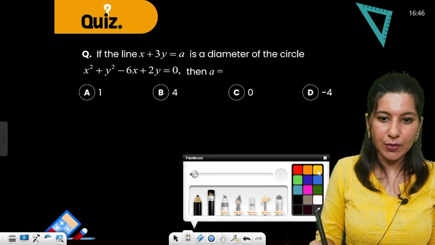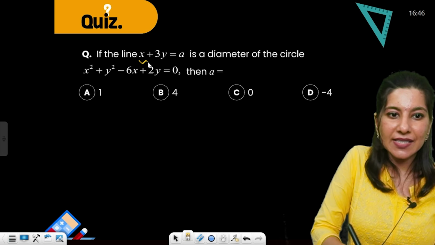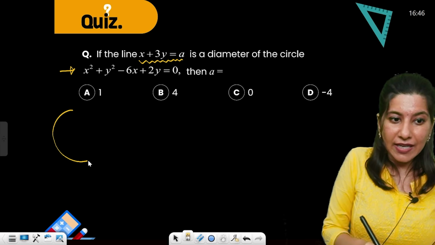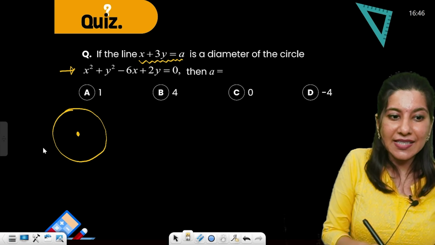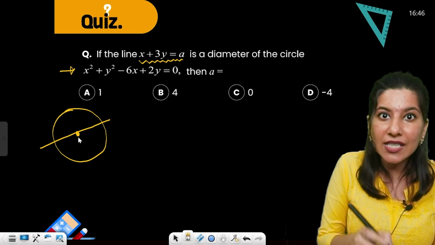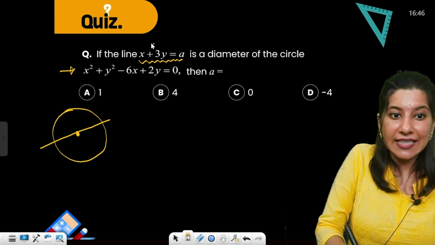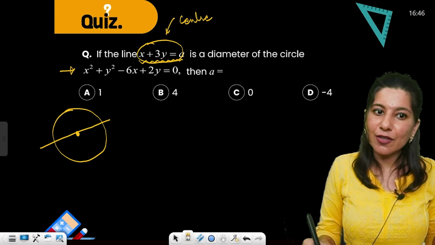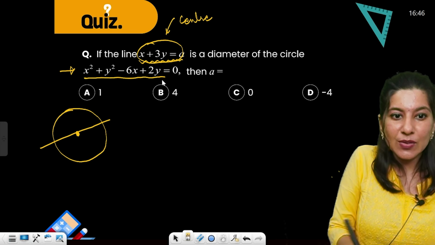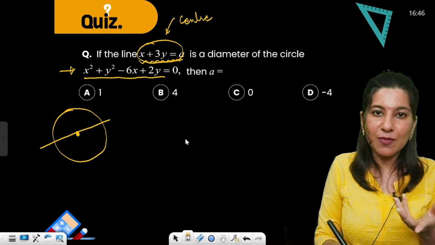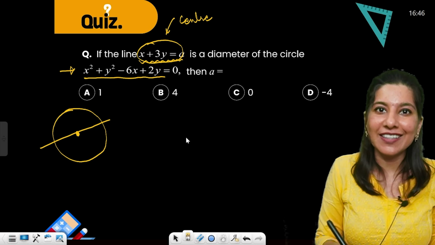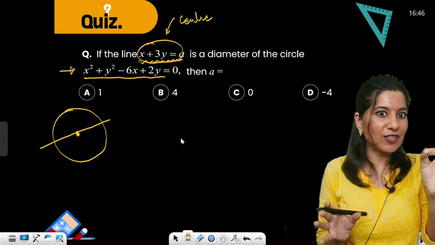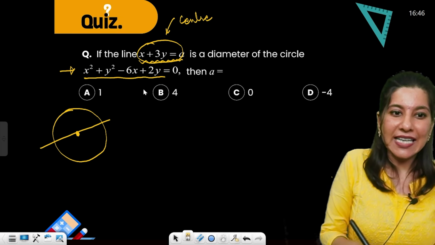Now let us talk about this question. If the line x plus 3y equals a is a diameter of this circle. I always tell you to draw a circle. The diameter passes through the center of the circle. If you know the center of the circle, you can satisfy that center in this line. Can you tell me the center of the circle? x square plus y square minus 6x plus 2y. One very important thing is that this circle has no constant, which means it is passing through the origin. In this case it doesn't matter. I'm just trying to make your observation skills sharp.